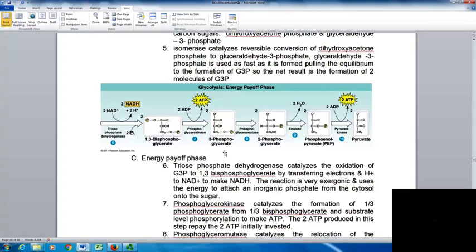So then we'll have 3-phosphoglycerate. It will rearrange to be 2-phosphoglycerate. It will rearrange to become phosphoenolpyruvate, and we will finally pull off this last phosphate here and put it on ADP to have your net gain of 2 ATP, and we're left with pyruvate.